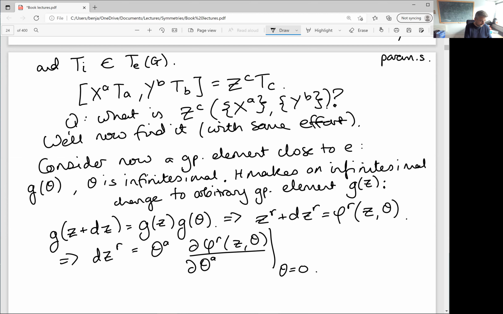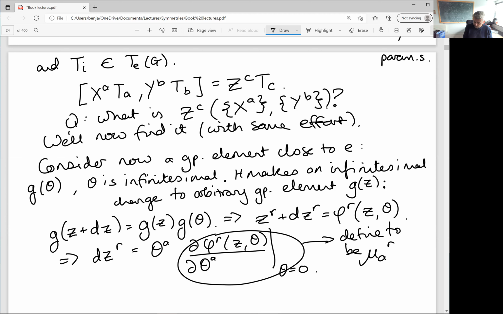So yeah, that's just what we derive from the previous equation. Now, this dφ^r/dθ^a evaluated at θ = 0, if we consider r and a to be rows and columns, is just some matrix of numerical coefficients. I'm going to call it mu, with rows and columns a and r, but it does depend on z still.